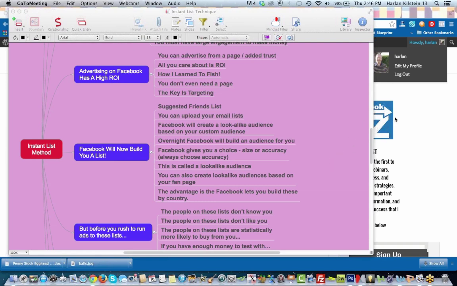So now Facebook is going to deliver to us a highly targeted list, either based on our email list or based on a page. Right now, you cannot target someone else's page. But we've seen already that stuff like this can change over time. Here's something that we are looking forward to.